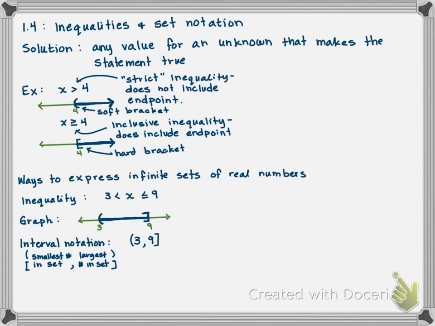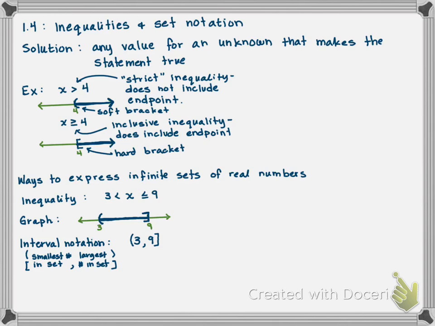These look a lot like ordered pairs, especially if you have soft brackets on both sides. So what it really comes down to is context. You have to use the context of the problem to figure out if that's an ordered pair or if it's an interval. We will talk more about that as we start working with things in 2 variables.